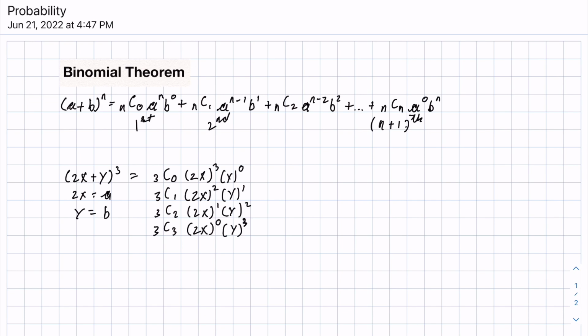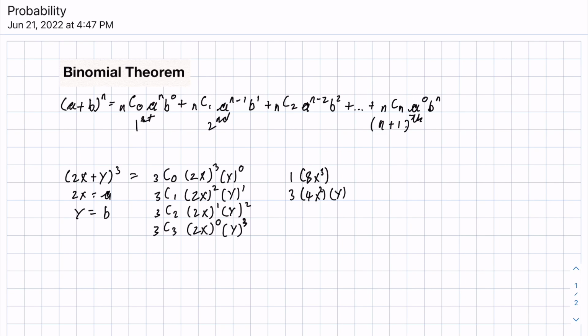Now let's simplify this. Anything choose 0 is going to be 1, so 3 choose 0 is going to be 1. And then it's times 2x to the power of 3, which will be 8x cubed. And then we have y to the power of 0, which is 1. And then we have 3 choose 1, which is 3. Anything choose 1 is going to be itself. Then 2x to the second power, which will be 4x squared, times y.